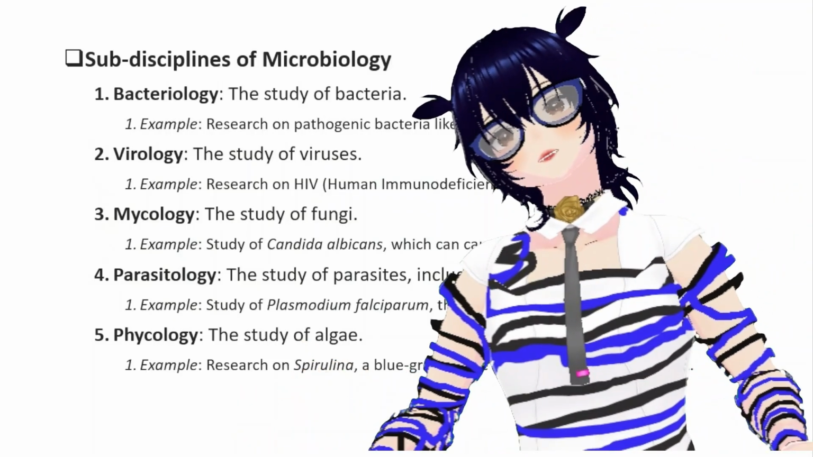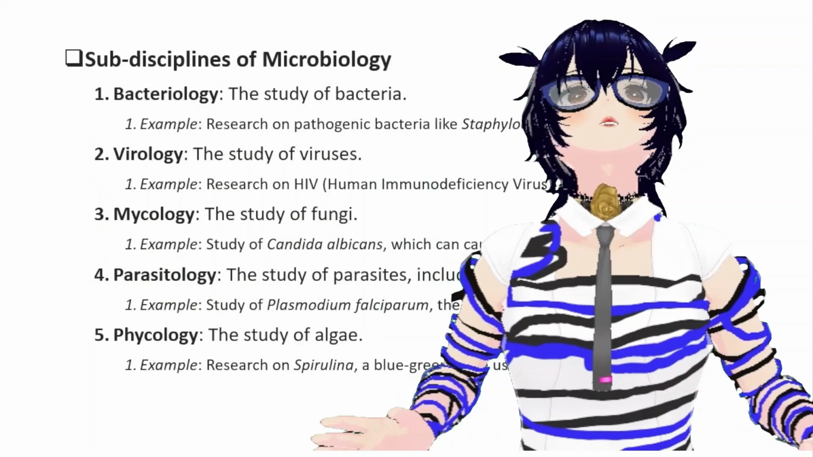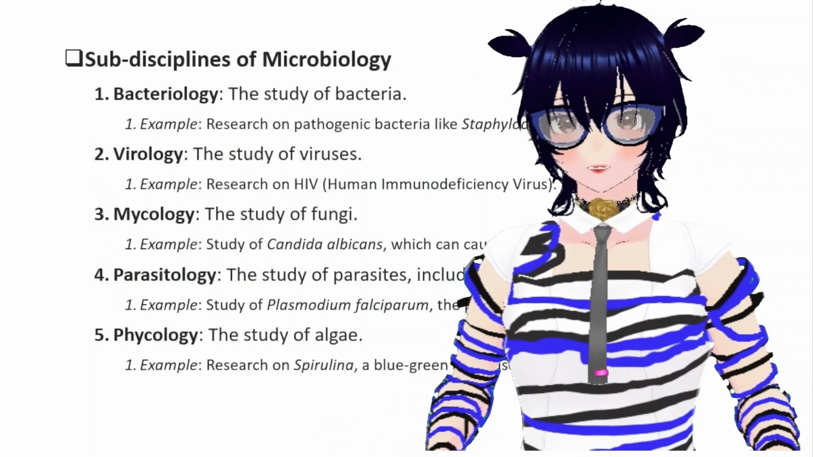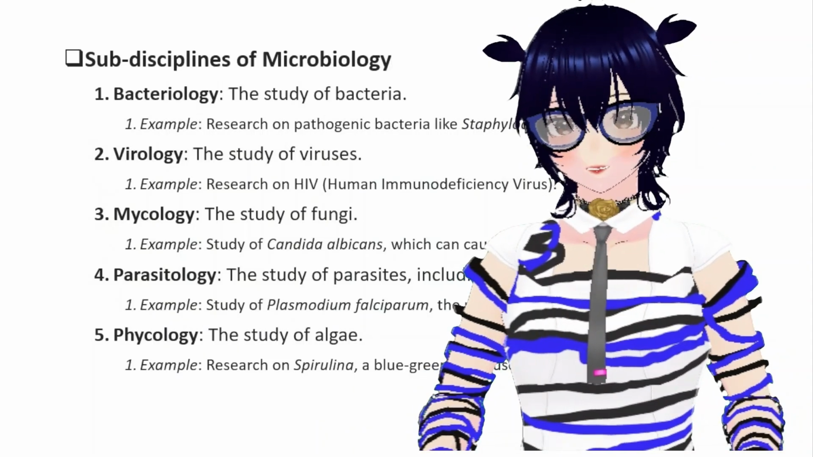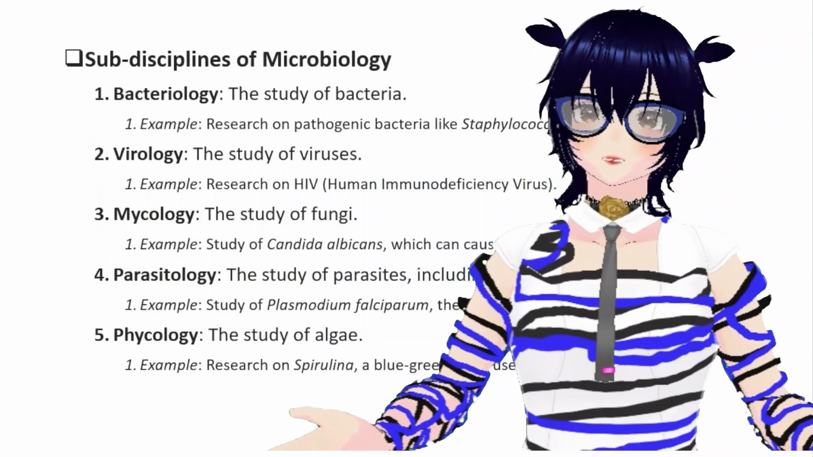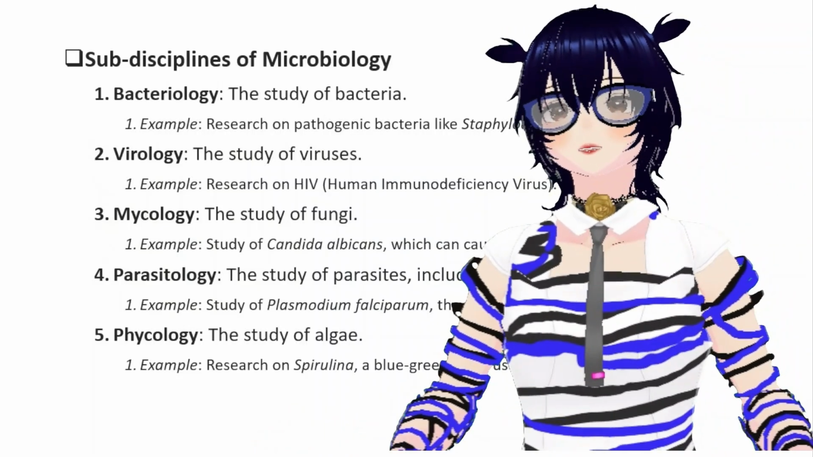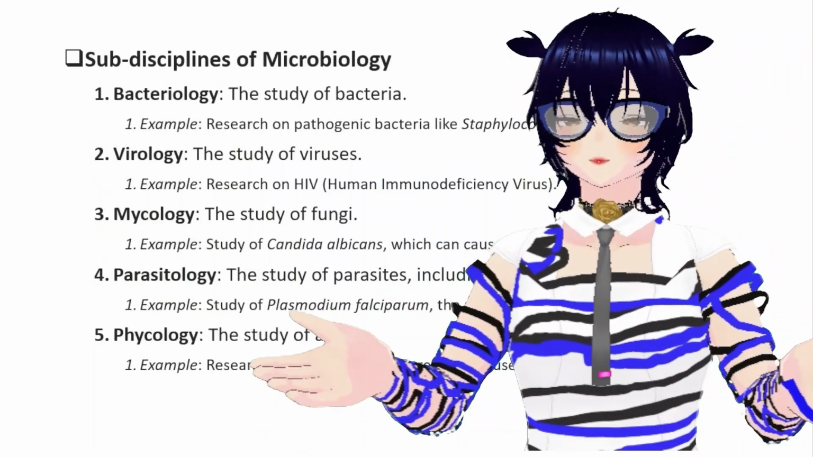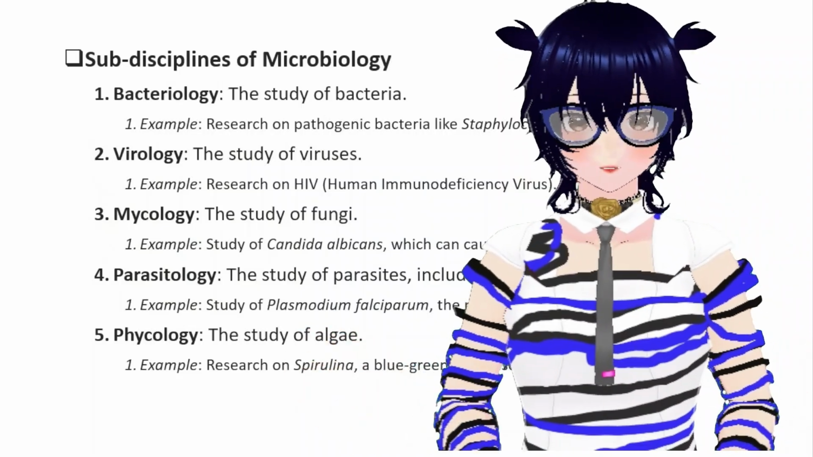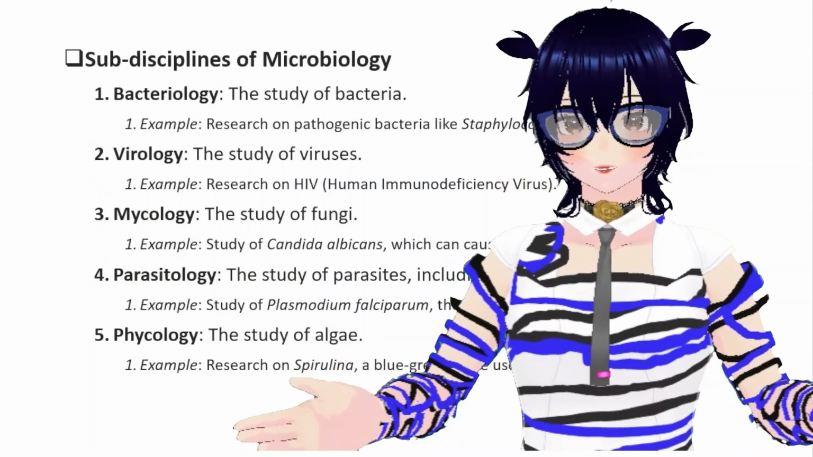Human immunodeficiency virus makes our body immunodeficient. How does it make our body immunodeficient? It's because it attacks our T cells. You don't have to go deep. It attacks our immune cells and destroys them.